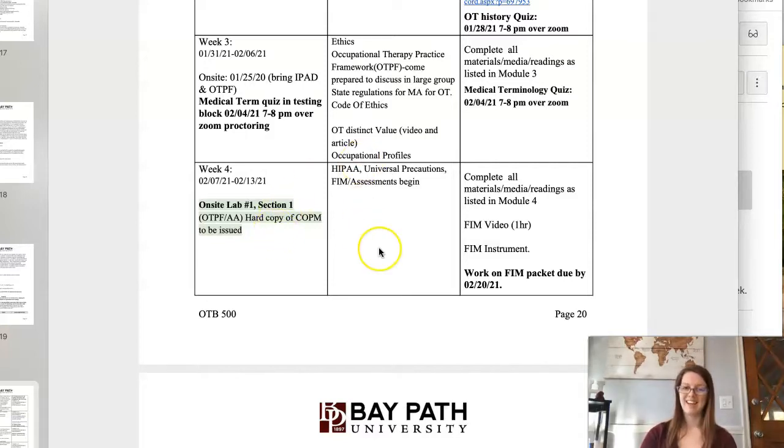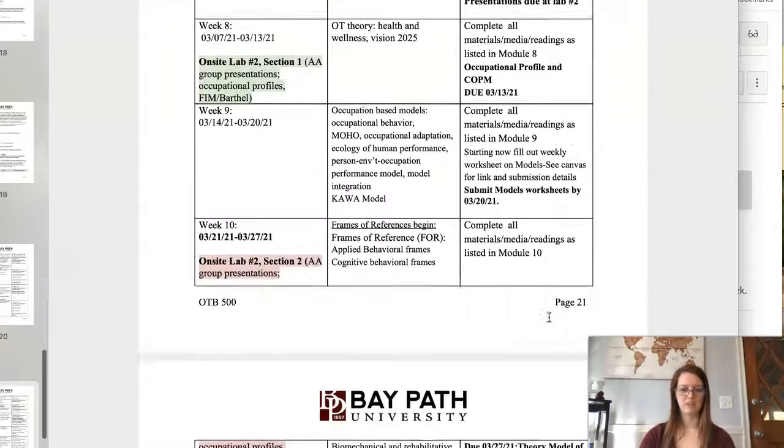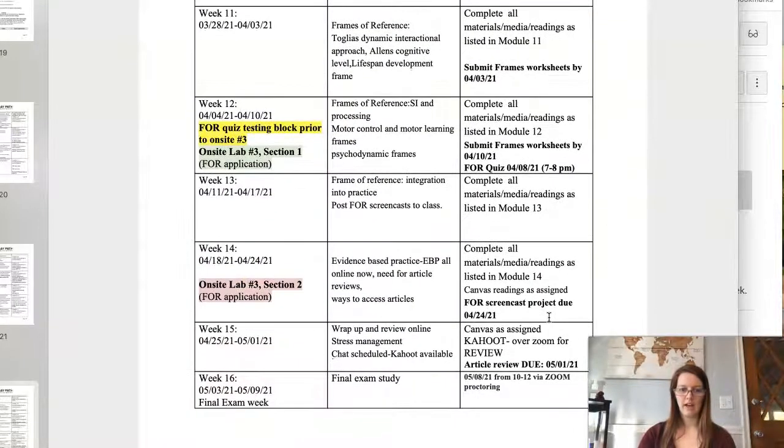And then on top of that, you have your topic for the actual Canvas lecture for the week, and then you have your film packet due. So everything's coinciding. So there you have it. You have the breakdown of your date, the topics, what's due, you have your labs coming in between. We got it highlighted right here because you have your frame of reference quiz testing in the testing block prior to your on-site number 3. So make sure you're aware of your testing blocks as well.